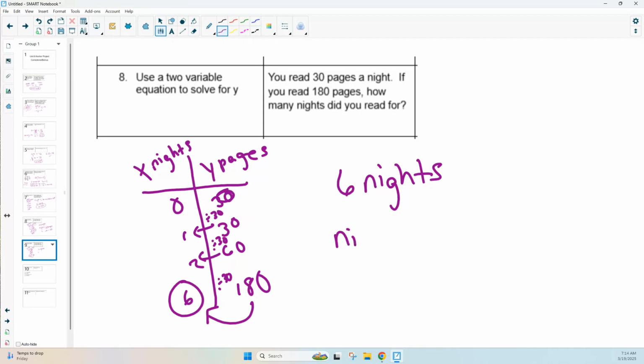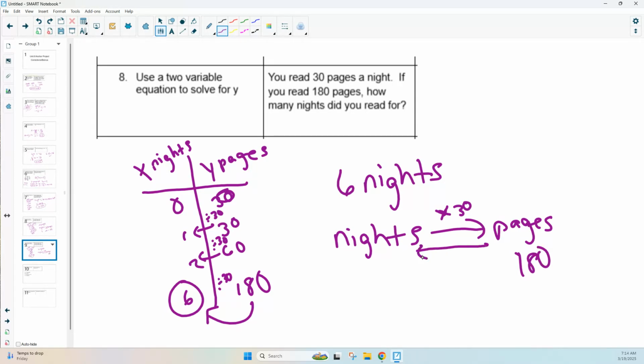Because to go from nights to pages, we multiply by 30. So to go from pages back to nights, we divide by 30. 180 divided by 30 gives us 6 nights. All right, let's keep going.